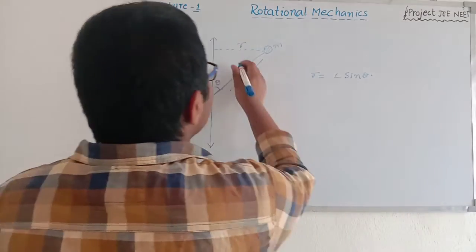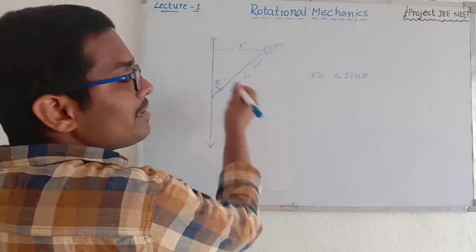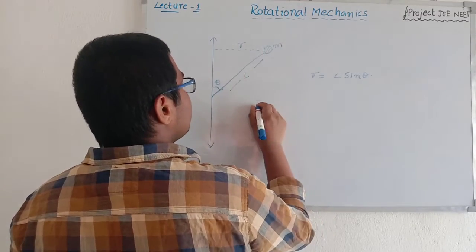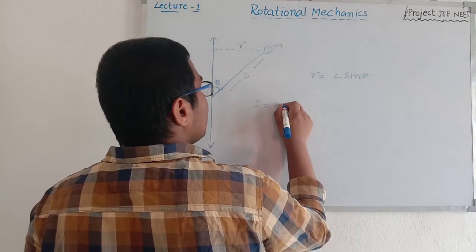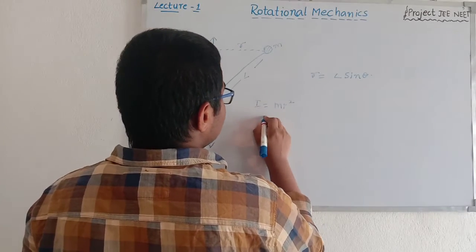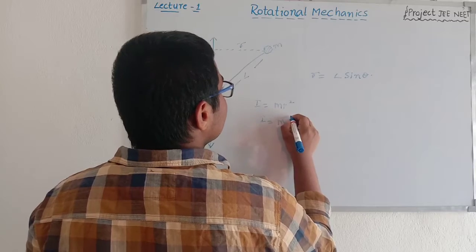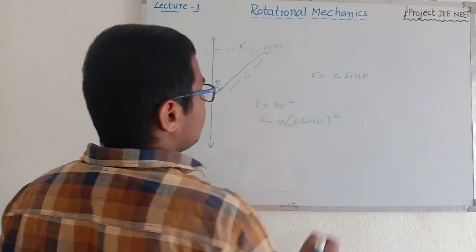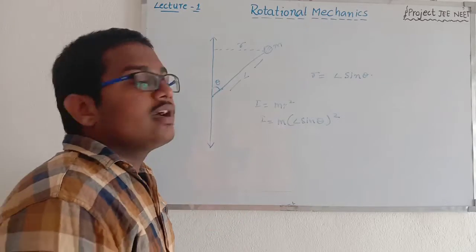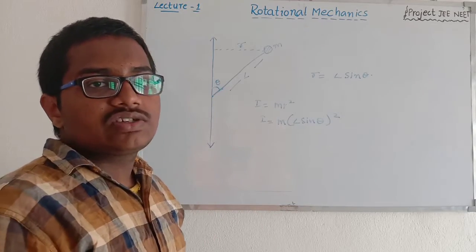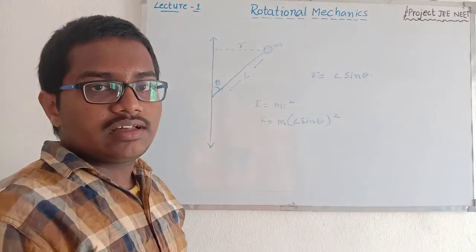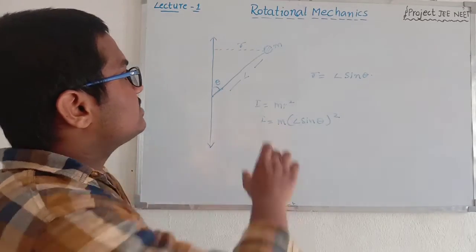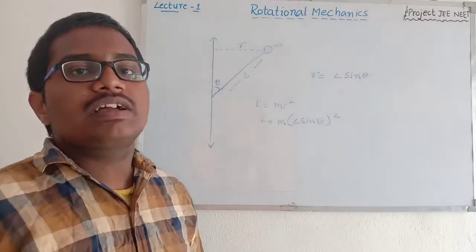So here we got the perpendicular distance. Substitute this: I is equal to m into r square. I is equal to m into L sin theta whole square. So what's the final answer? I is equal to mL square sin square theta. Please note the value. This is a separate case here, and this type of problem will also be coming.